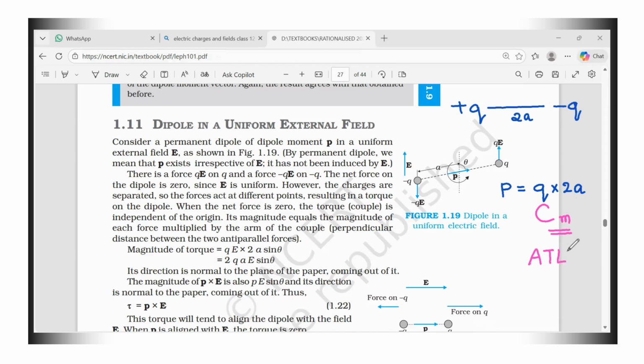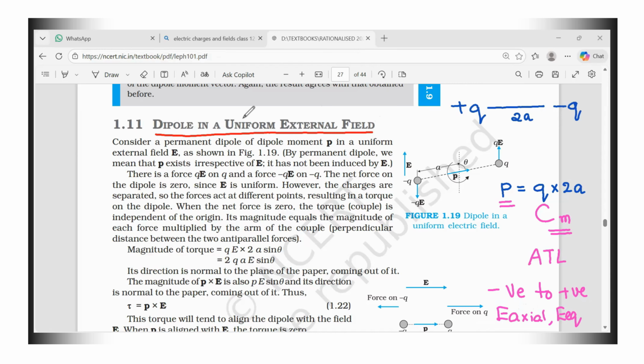Then we learned that dipole moment is a vector quantity whose direction is from negative to positive. And last week, we derived an expression for E axial and E equatorial. So today, we need to learn about a dipole in a uniform electric field. This is an external electric field.